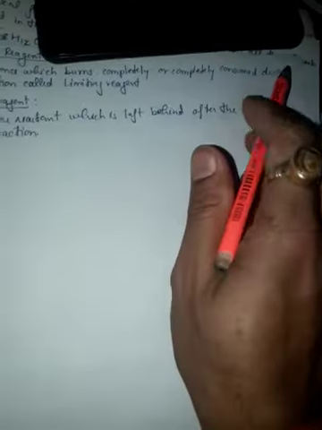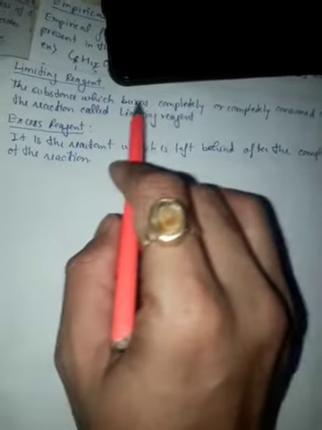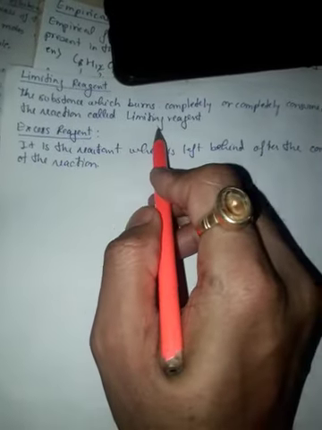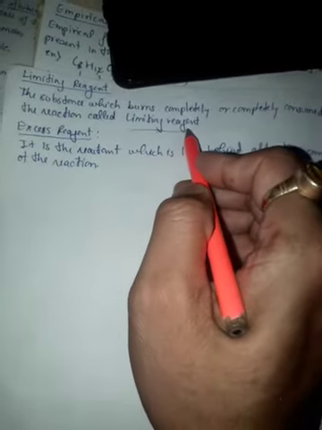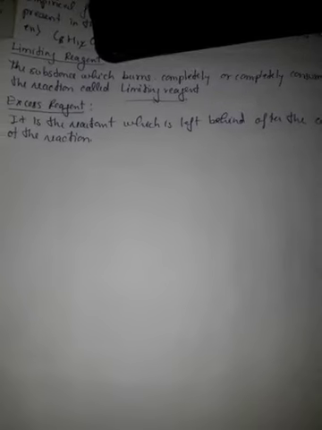द सब्सटेंस विच बर्न्स कम्प्लीटली और कम्प्लीटली कंज्यूम ड्यूरिंग द रिएक्शन कॉल्ड लिमिटिंग रिएजेंट। जो सब्सटेंस पूरी तरह से जल जाए या पूरी तरह से इस्तेमाल हो जाए रिएक्शन के समय, उसको हम लोग लिमिटिंग रिएजेंट कहते हैं। और जो चीज़ बच जाए, left behind the reaction, तो उसे हम लोग एक्सेस रिएजेंट बोलते हैं। The questions on these two topics will be continued tomorrow.